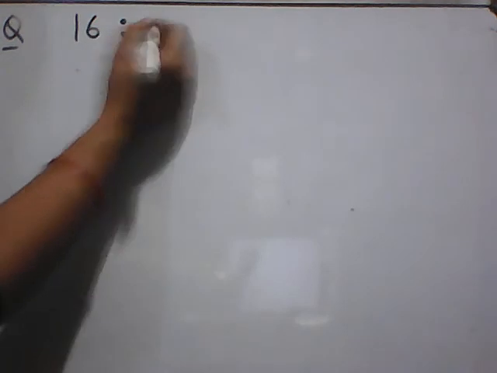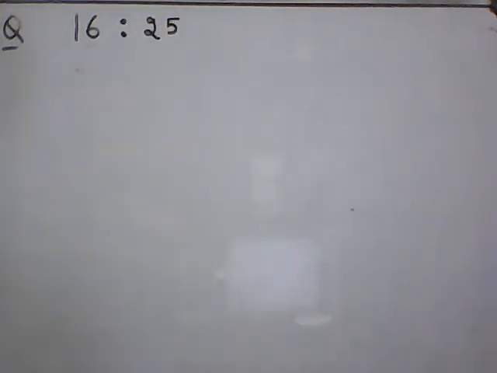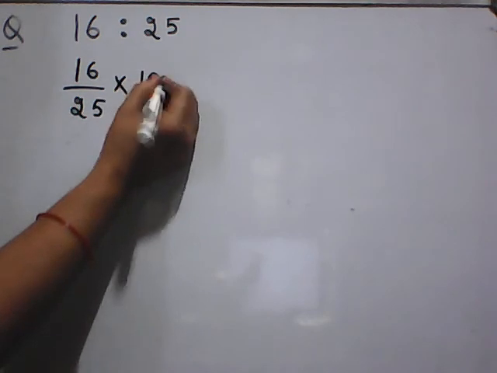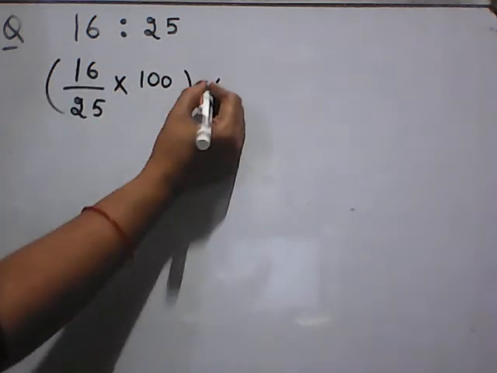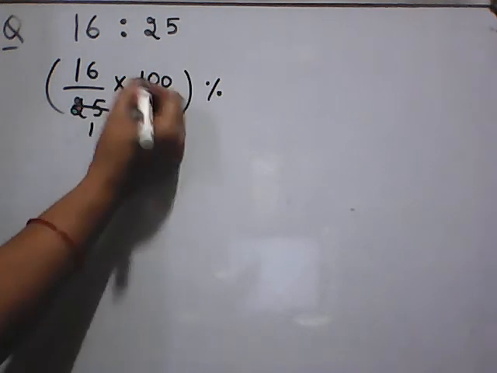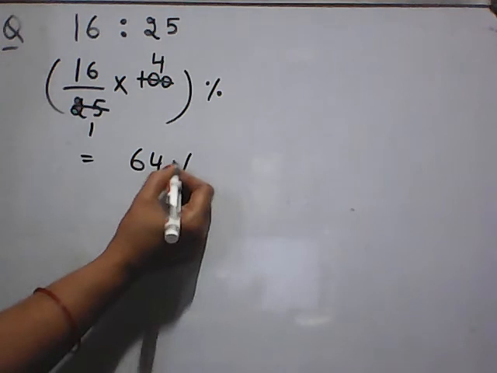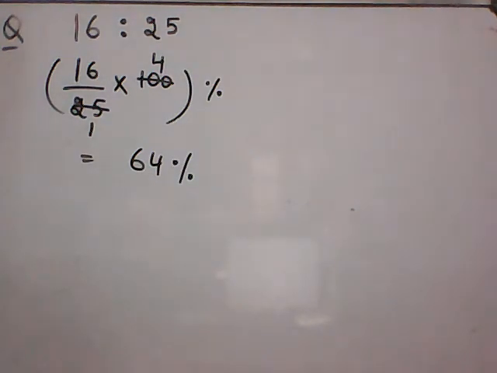In another question, suppose the ratio 16 ratio 25 is given to you and you have to convert it into percentage. How can we convert into percentage? Firstly, write the ratio as a fraction: 16 divided by 25. Now, how can we convert a fraction to a percentage? Just multiply it by 100 and insert the percentage symbol. 25 ones are 25, 25 fours are 100, 16 fours are 64%. In this way, you can convert ratios to percentage and percentage to ratios.